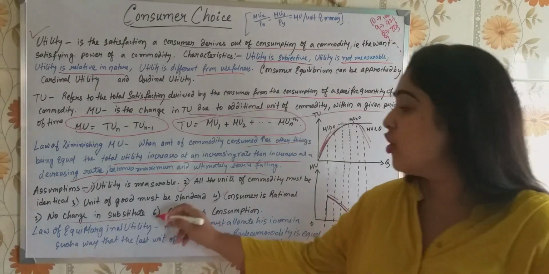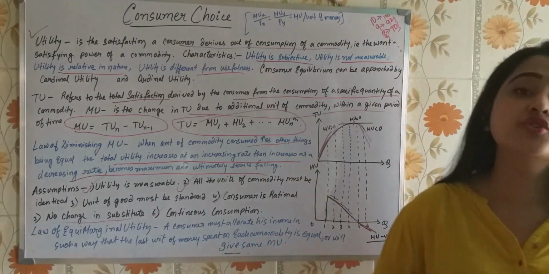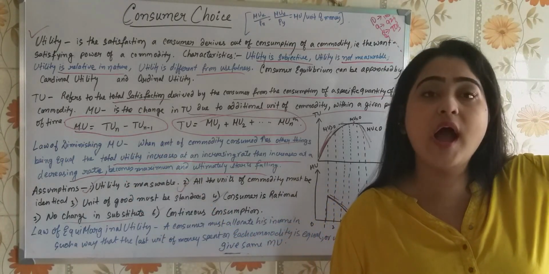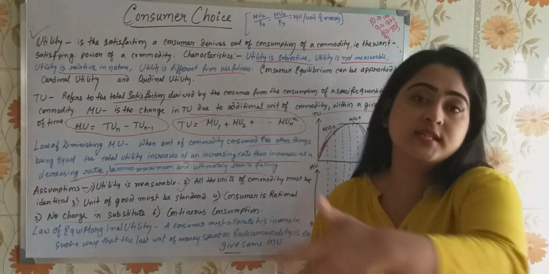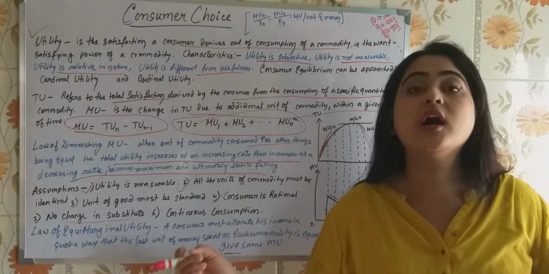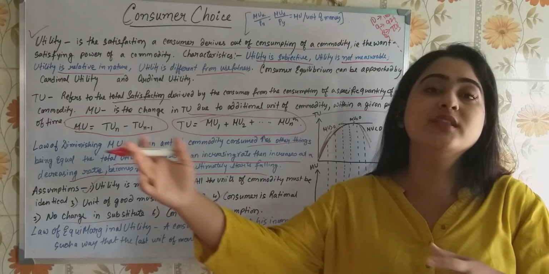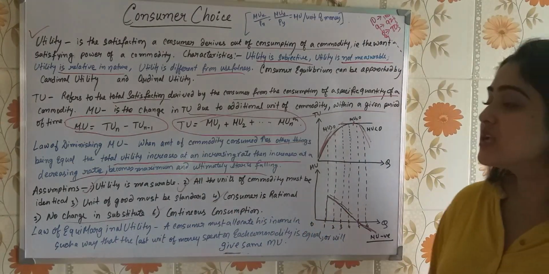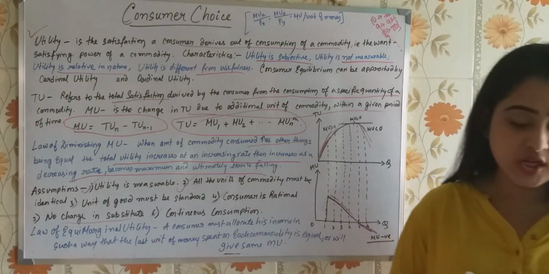Last one is continuous consumption. There should not be a gap in the consumption. Like in the first year you have consumed one thing, after 6 months you are consuming something. No, the consumption should be a continuous process. The gap between the consumption should be the same. It should be continuous. The last concept is the law of equimarginal utility.